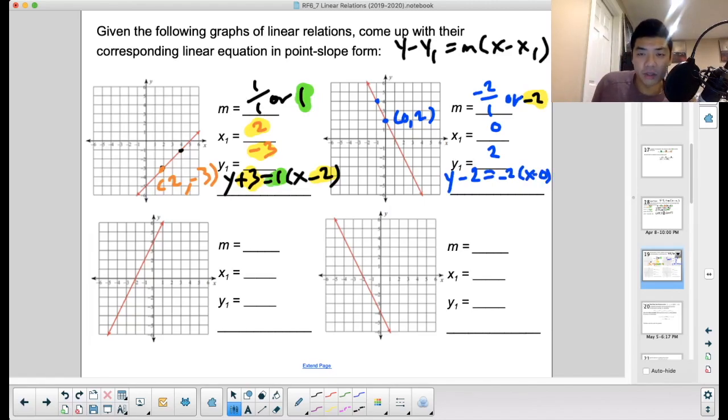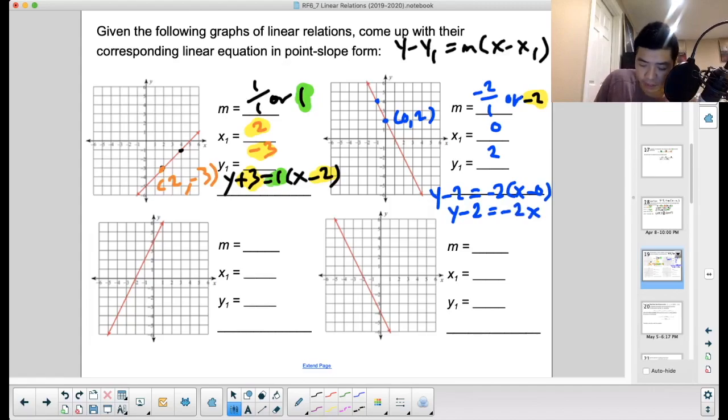So y minus 2, and I realize I wrote that a little bit small. Y minus 2 is equal to negative 2 times x minus 0. For those of you who are asking, can we simplify this a little bit more? Sure we can. We could just rewrite it as y minus 2 is equal to negative 2x, if we want to simplify it fully. But again, I'm not super concerned about that in this particular portion because I just want you guys to be able to use the point slope format.